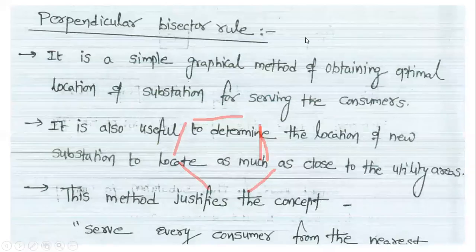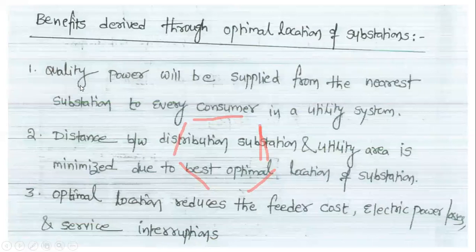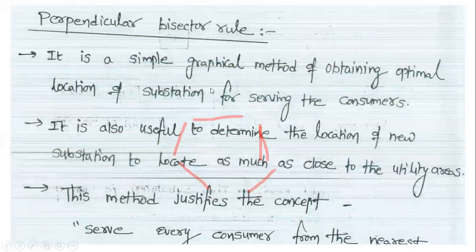How will we select the optimal location for that substation? First we consider quality power, and how it will be distributed from the substations to the consumers. First of all, we minimize the distance between the distribution substation and the utility area. By minimizing that distance, we reduce the feeder cost, electric power losses and service interruption. That will be explained using the perpendicular bisector concept.